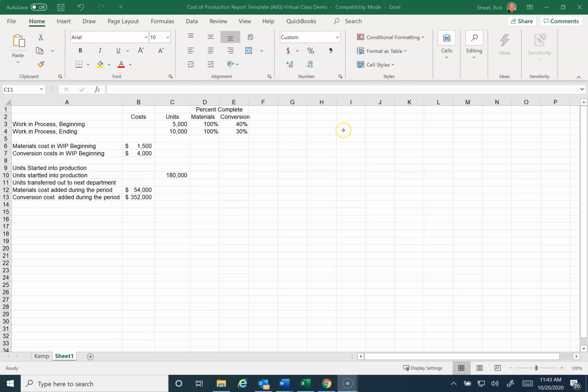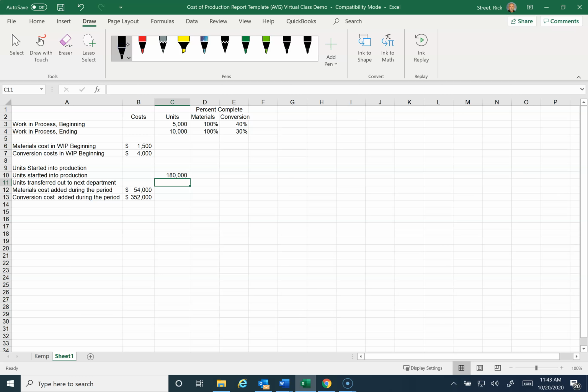First off, we're just going to do some real basic T accounting. I like to use T accounts in this case. We're just going to draw ourselves a nice little T account here, and this is our work in process. So let's transfer some numbers into the T account. We know we have 5,000 units in the beginning inventory. We're told that we have 10,000 units in the ending inventory. We know that 180,000 units were started into production.